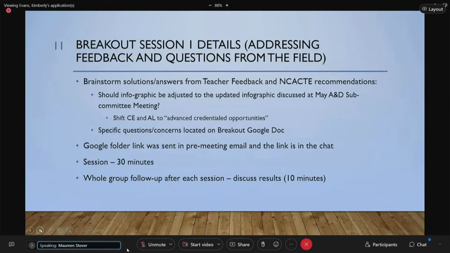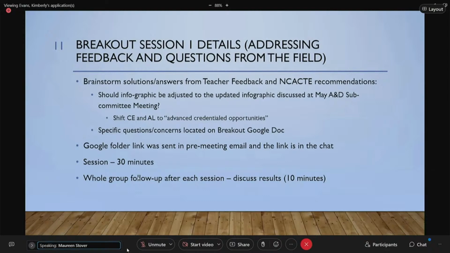And then the second thing that we would like you to do in that breakout session is to consider whether or not we should change from the current green infographic. And again, you'll have that infographic once you open your document in your breakout room, whether we should shift from that green infographic to the infographic where it shows a stair step up to level 4, and then the CE and AL pulled out as advanced credentialed positions. So you'll be in that breakout session for 30 minutes.